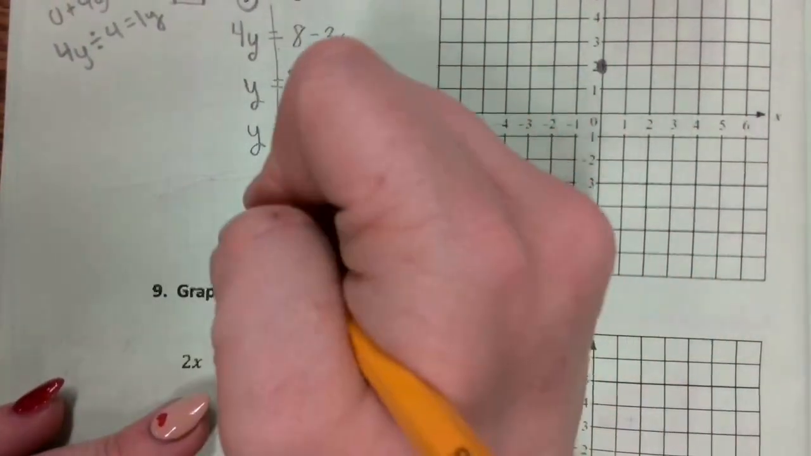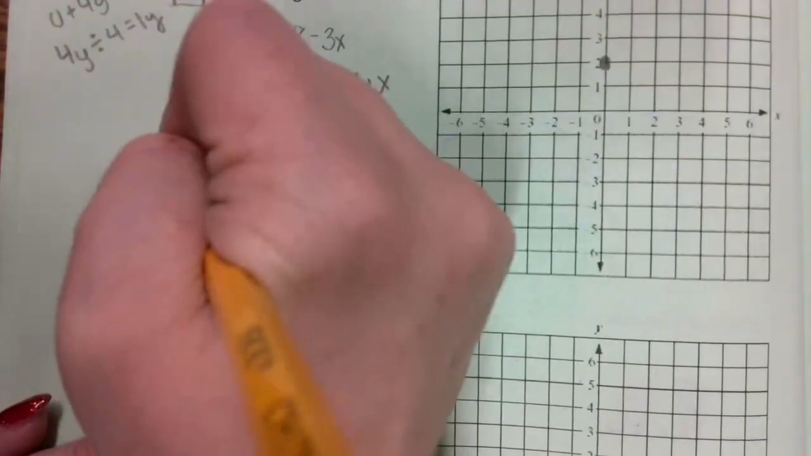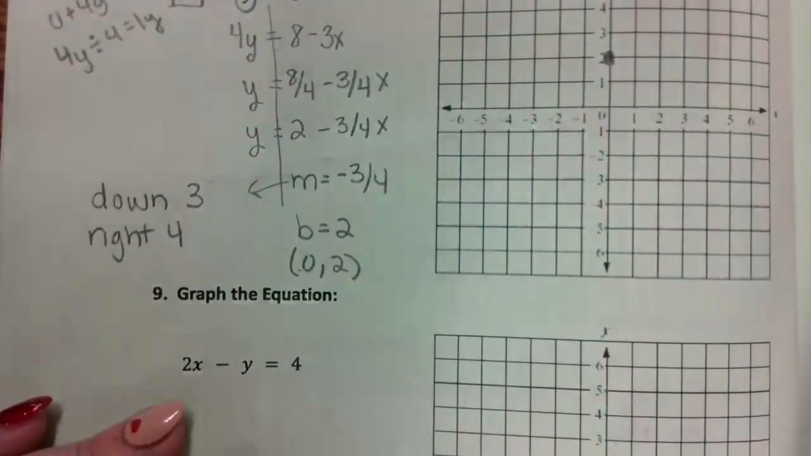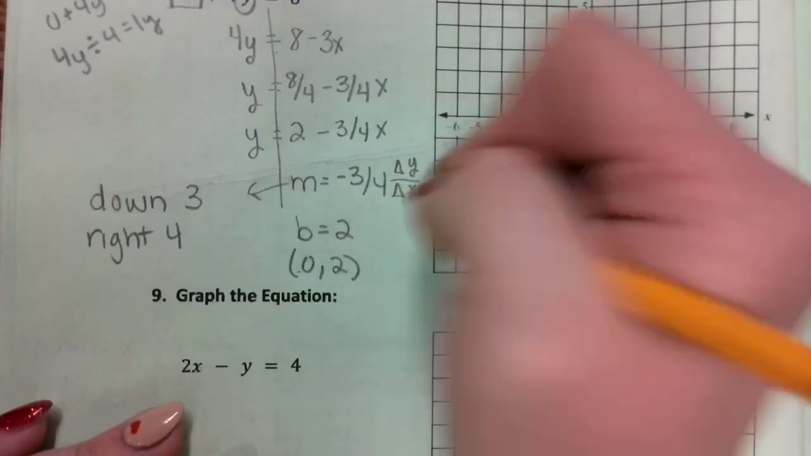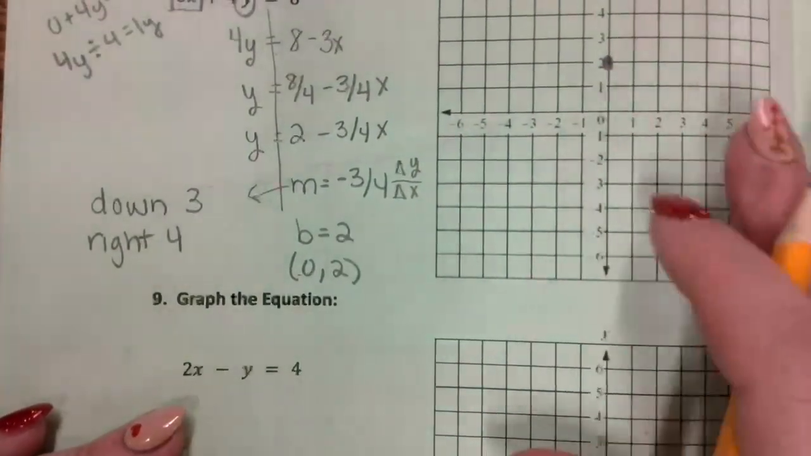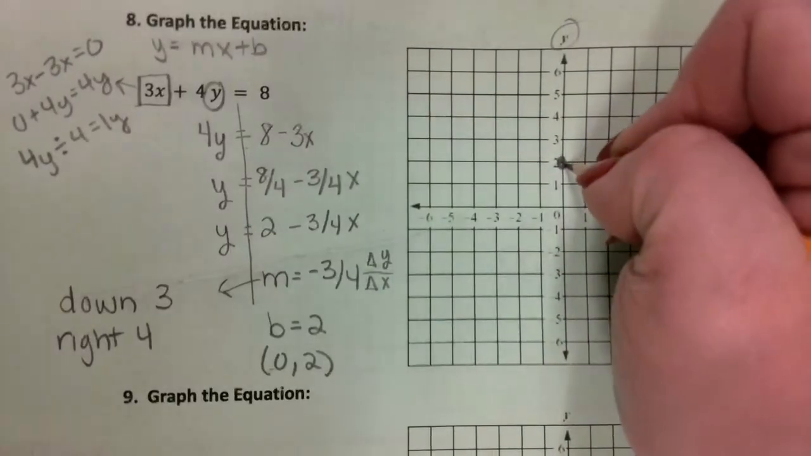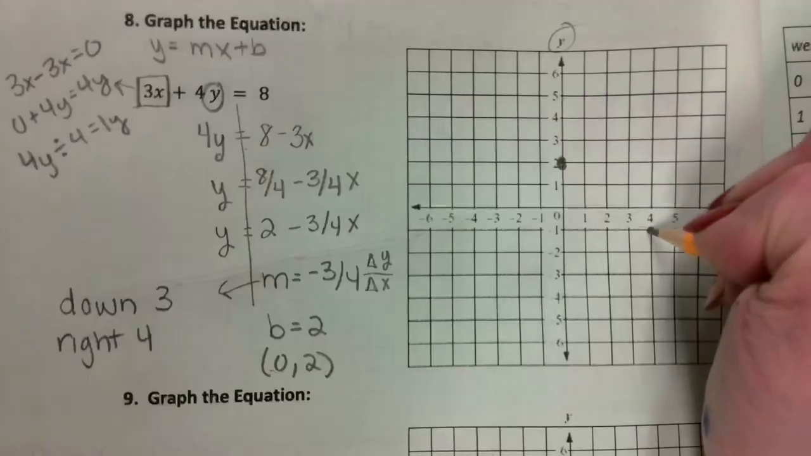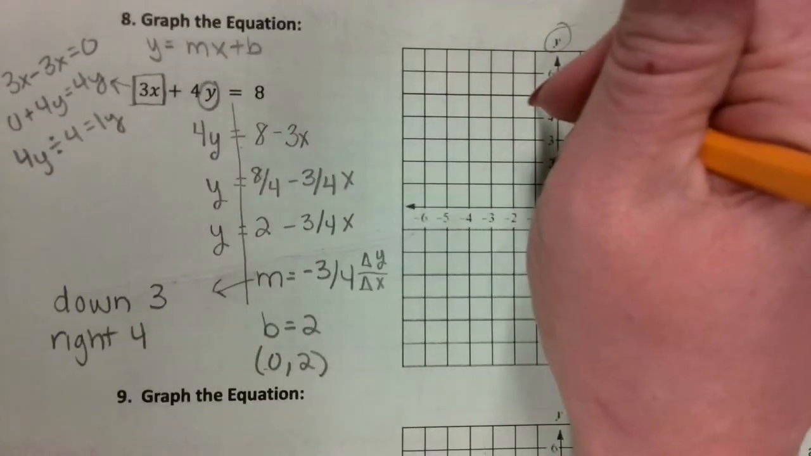Now remember, your m is your action, so I'm going to go over here and I'm just going to interpret what that means before I do it. So the negative 3 means down 3, the 4 means right 4. Which makes sense because your slope is always change in y over change in x. Your y's go up and down, your x's go left and right. So from this coordinate point, from my beginning, I'm going to go down 3, right 4. From here, I'm going to go up 3, right 4.